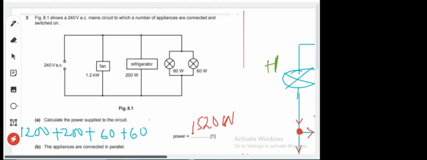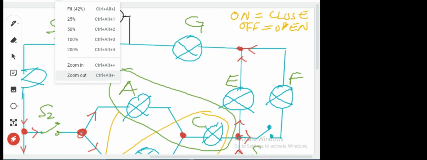I think I can zoom this out a bit. Look at this. Current starts from the positive side of the battery, flows until it gets to here. I will call this junction P. Now the current splits at this junction. Some will follow this path through A and through C, back to E, to G, and back to the power source. That's one route. Some can flow through here. In fact, this one has several routes.